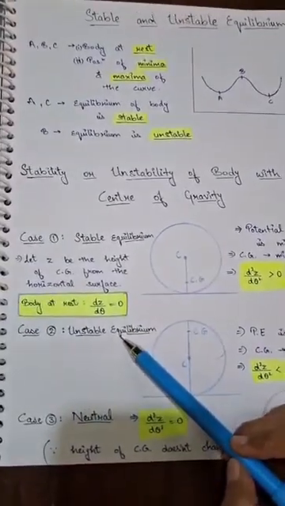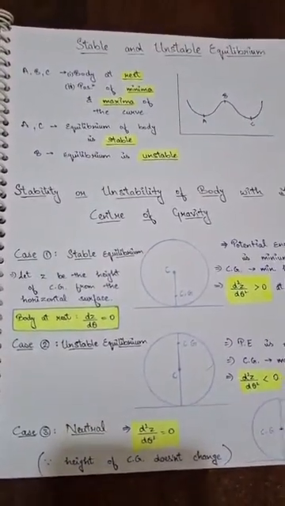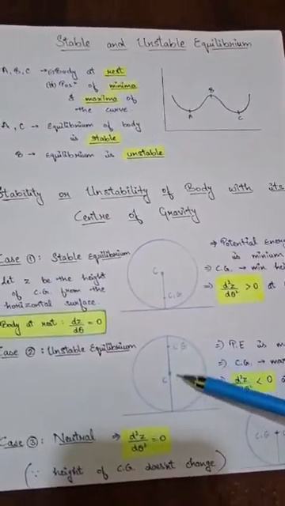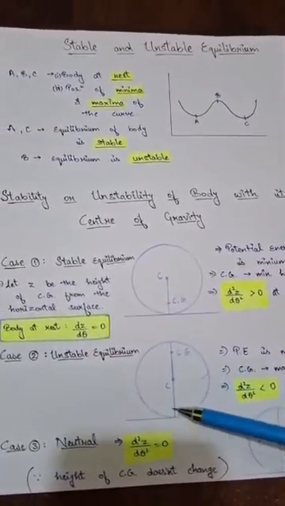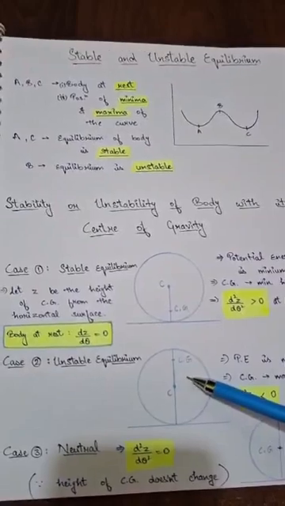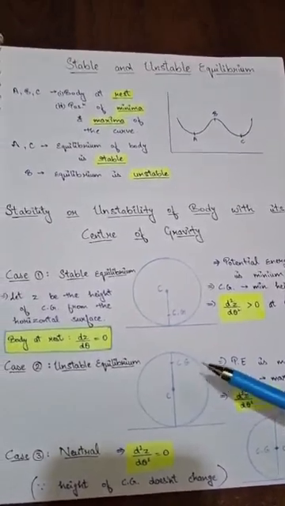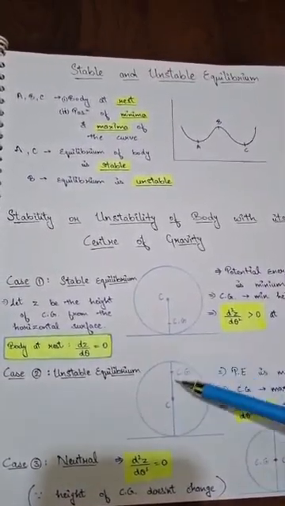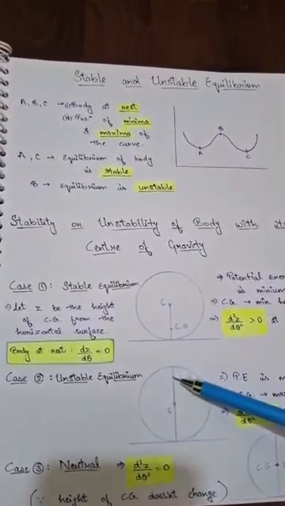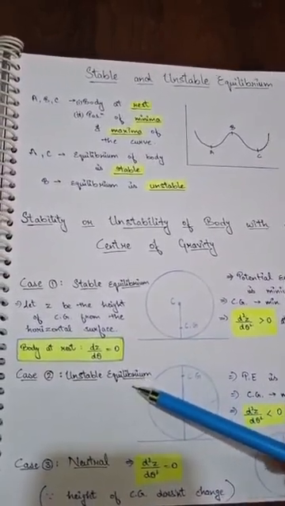Now let's come to the second case, that is unstable equilibrium. So here we can see in this figure, if the center of gravity lies on the vertical line through the point of contact and it is above the geometric center of the sphere, as we can see here, and the sphere is slightly displaced, then it tends to go away from its original position. So this position is known as unstable equilibrium.